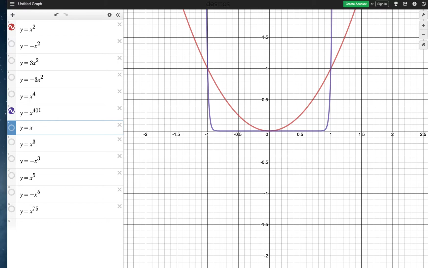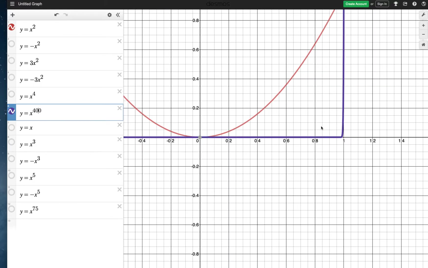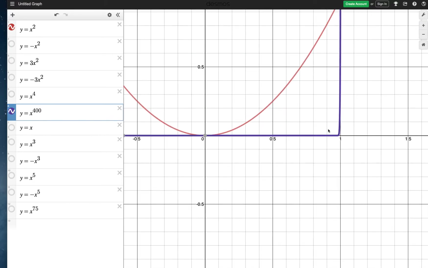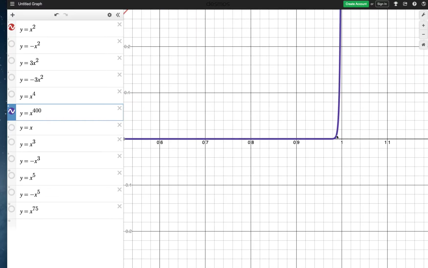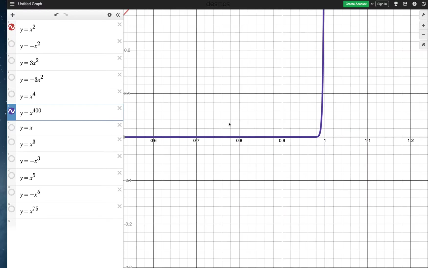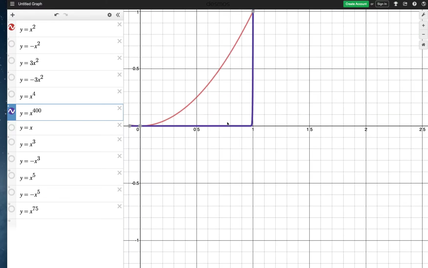All right, I'm going to go crazy here. I'm going to raise it to the 400th power. What do you think that looks like? Oh, it's an even sharper turn than it had before. It's growing so fast. Okay, so it's kind of funny. Zooming in here, you can see it's actually not squared off here. Okay.